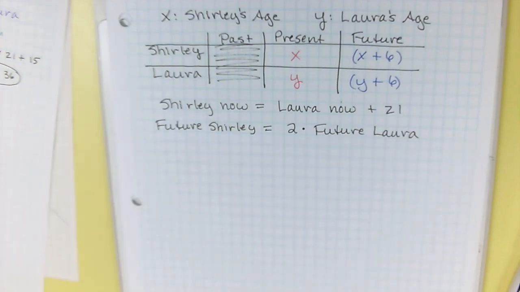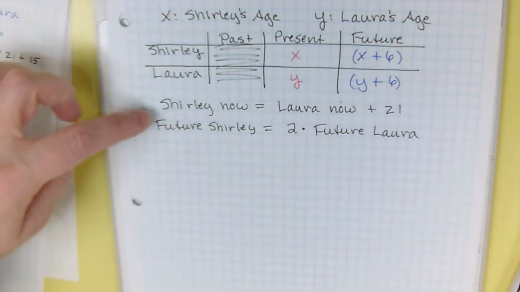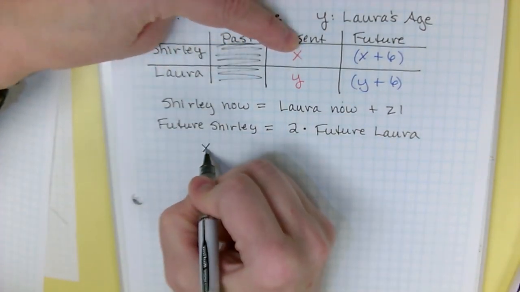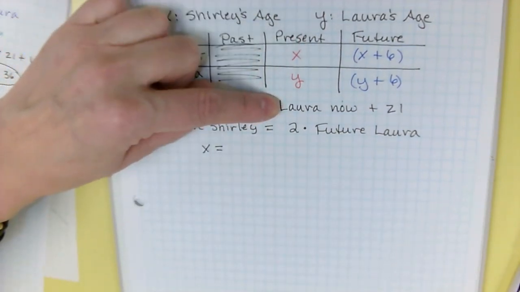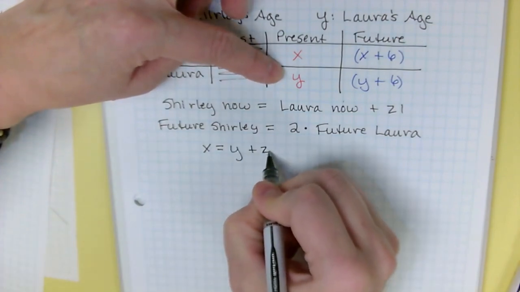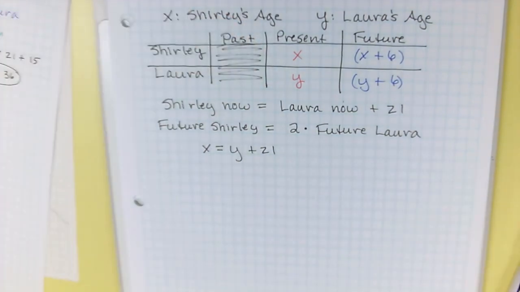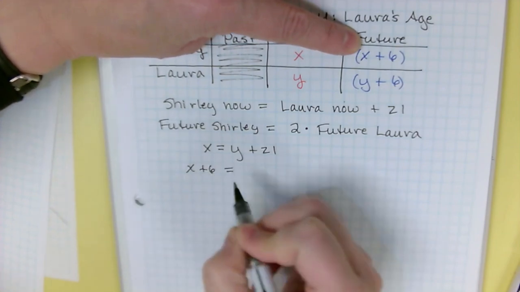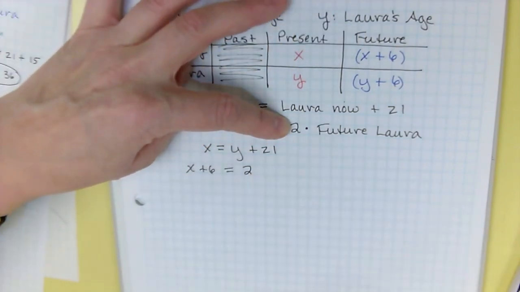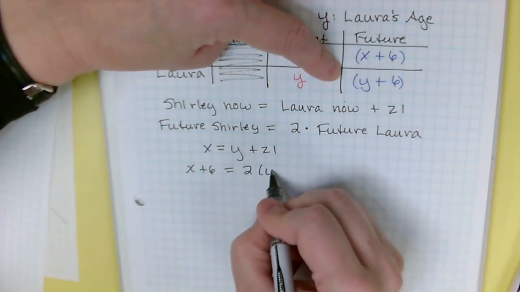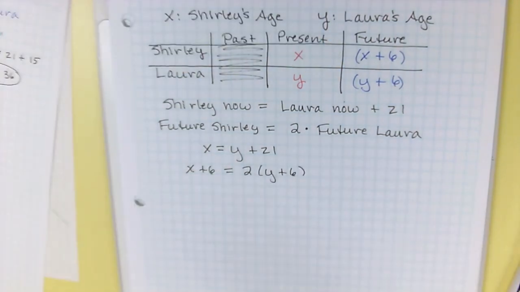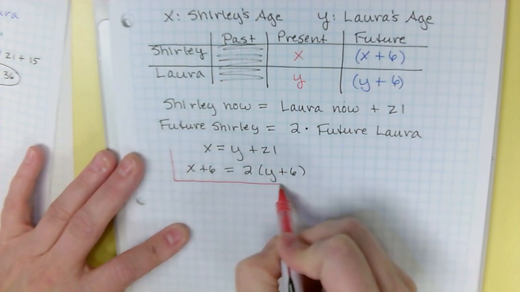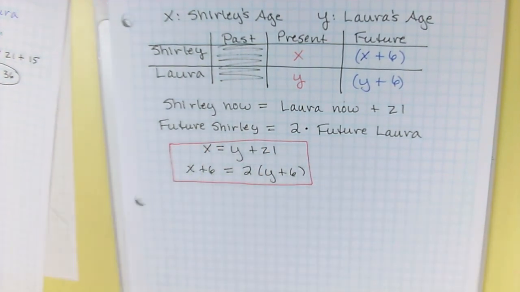Now we're going to fill in present and future. So Shirley now is X. X equals Laura now, which is Y, plus 21. There's our first equation. Now we do the future. Future Shirley, that would be X plus 6 equals 2 times, okay, future Laura. Future Laura is Y plus 6. Be sure and put it in parentheses. And those are your 2 equations.